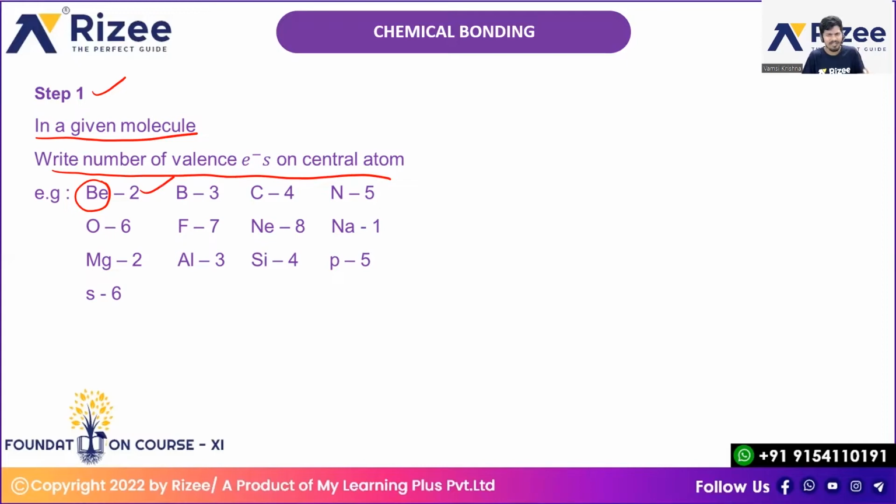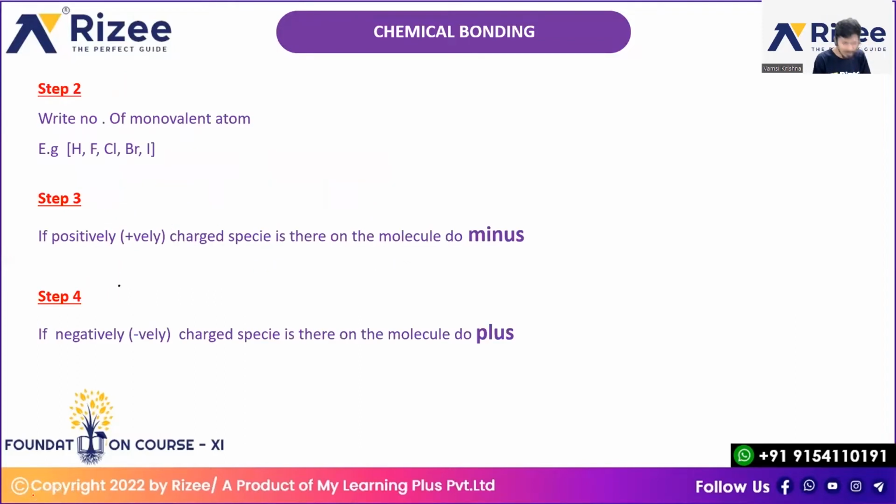Now here I have given examples also. If boron is given as a central atom, three valence electrons are present. If carbon is given, four. If nitrogen is given, five valence electrons are present. If oxygen is given as a central atom, then six valence electrons are present, and so on. Here I have given simple examples. This is step number one.